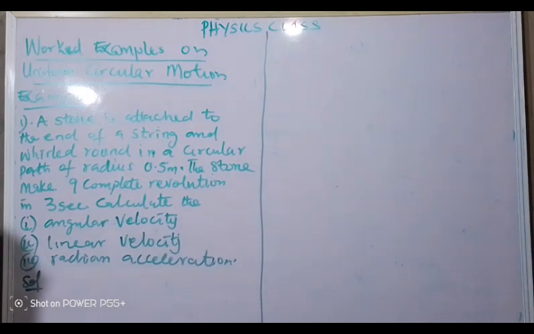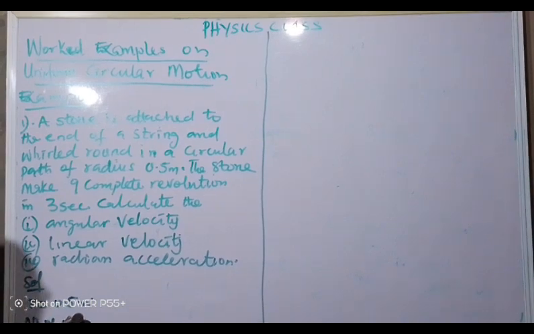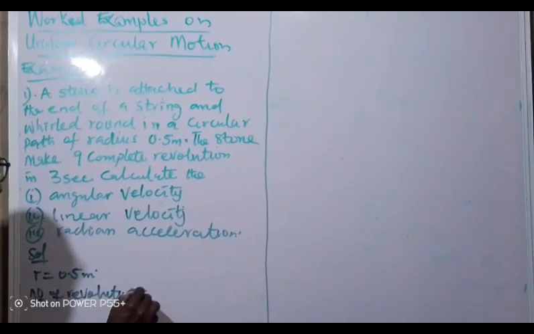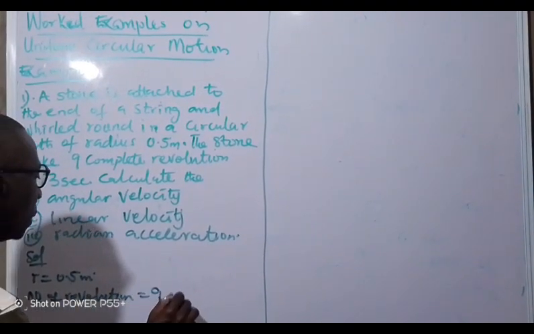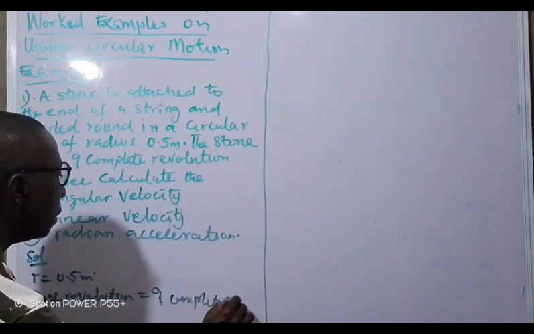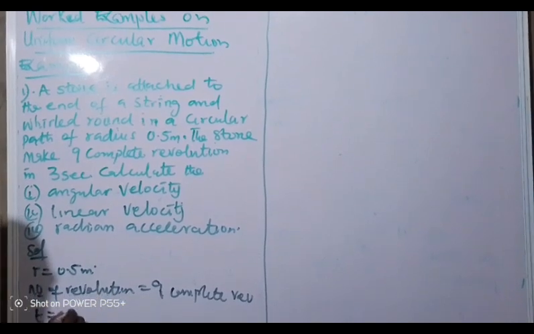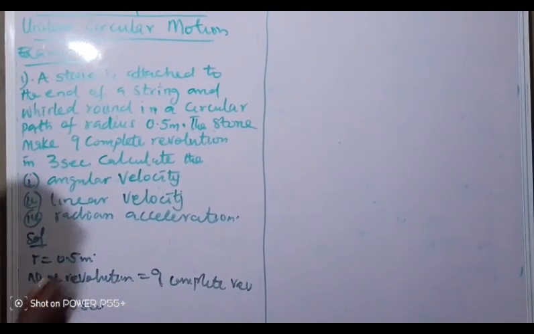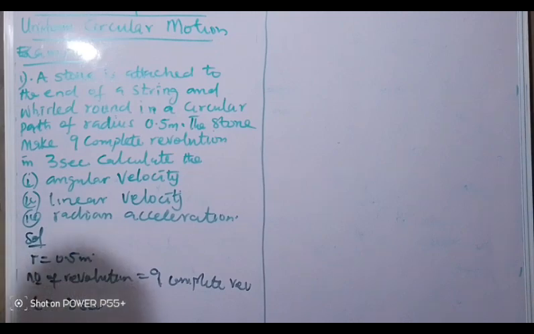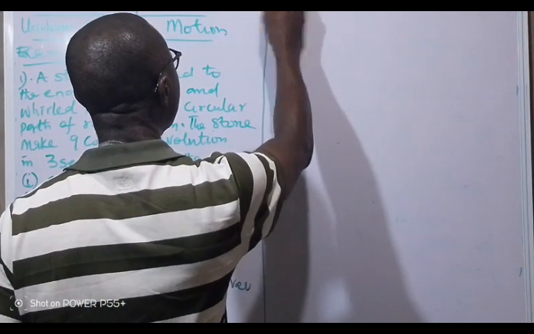Let's write out the parameters given. The first thing given there is the radius, 0.5 meter. Then the number of revolutions is given. Number of revolutions equal to 9 complete revolutions. Then time is given. That is 3 seconds. Now to calculate angular speed, angular velocity.